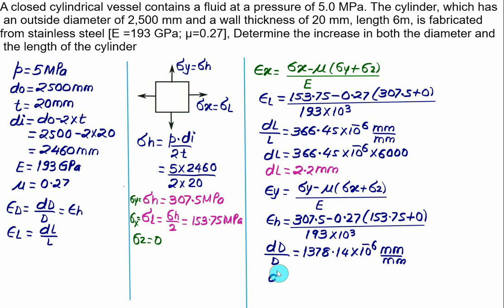And finally we have change in diameter equal to 1378.14 into 10 to the power minus 6, and we have to multiply by the diameter. This time we will take the outside diameter equal to 2500. So the change in diameter is approximately equal to 3.45, that will be in mm.